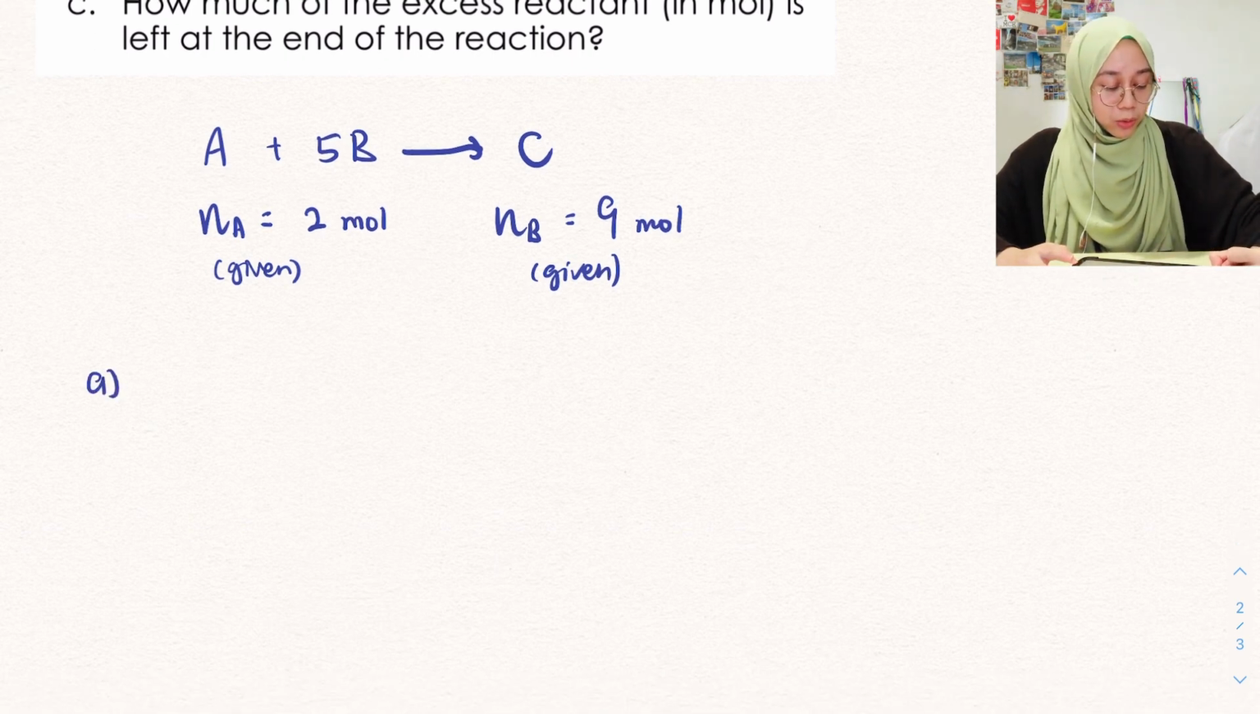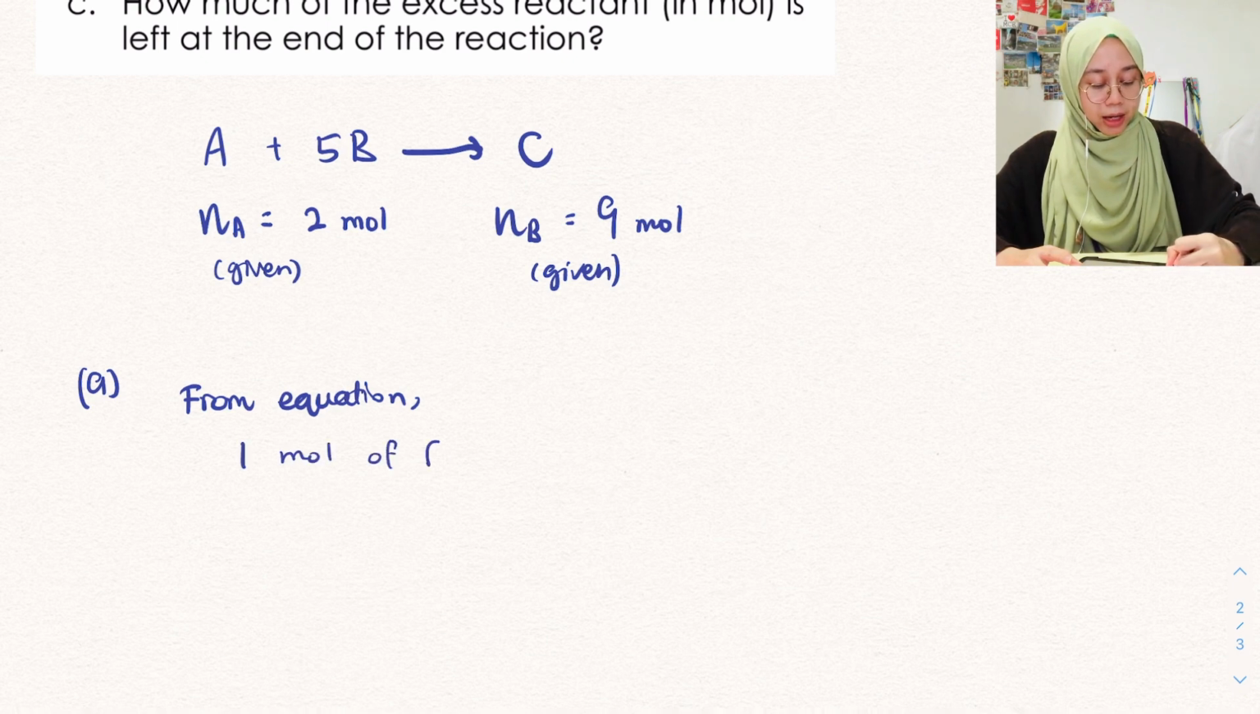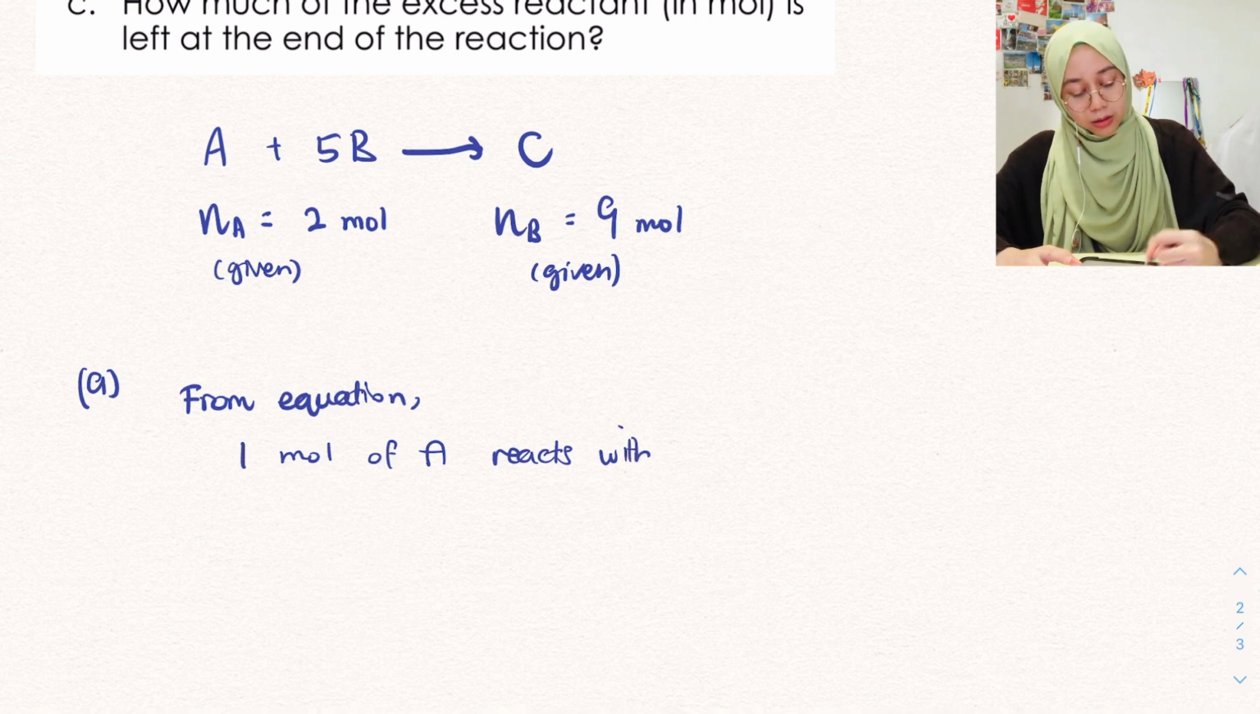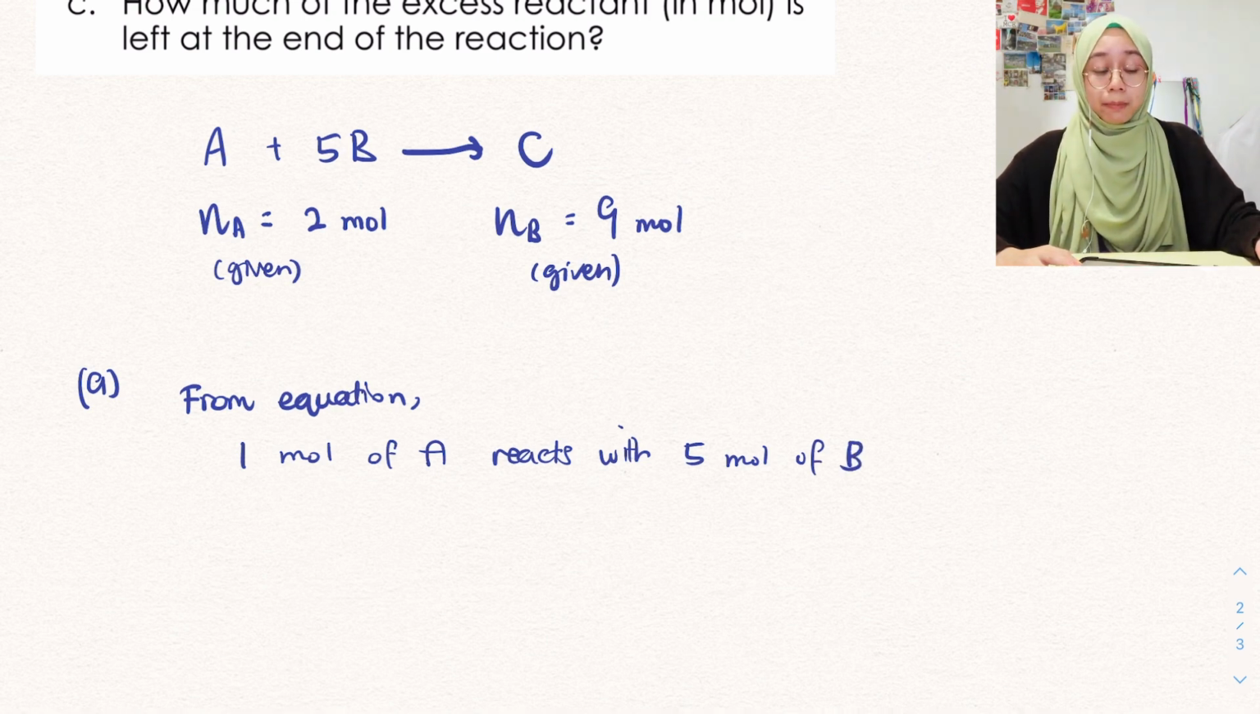Okay, so kita nak buat apa ni? Kita tulis from equation lah. So from equation, okay, we can see that 1 mole of A reacts with 5 mole of B. Okay, again it's up to you, kamu nak ambil yang mole A given kah ataupun kamu nak guna mole B given kah. Okay, and then one of them akan jadi unknown. Okay, so Miss just ambil senang, kita ambil yang mole A je lah.